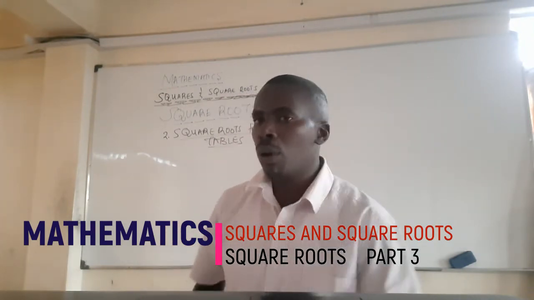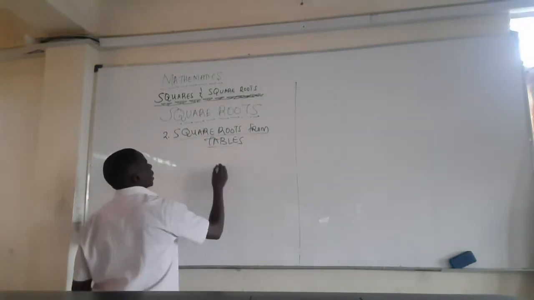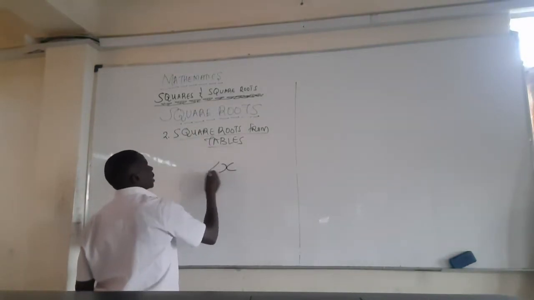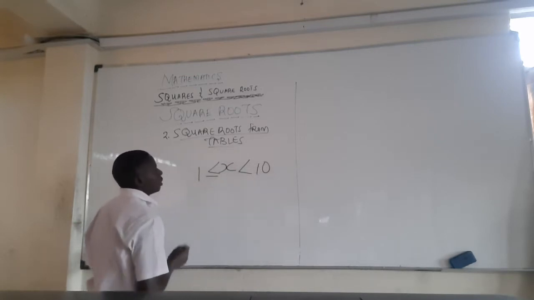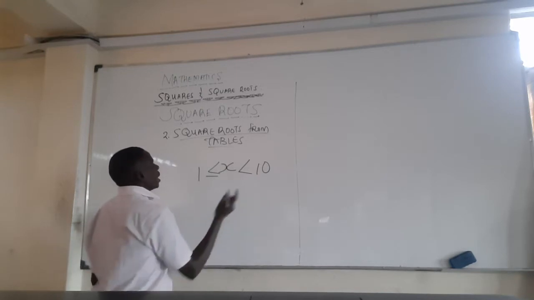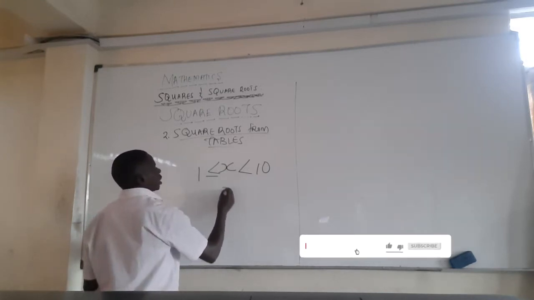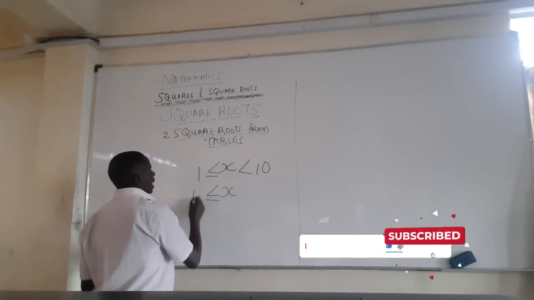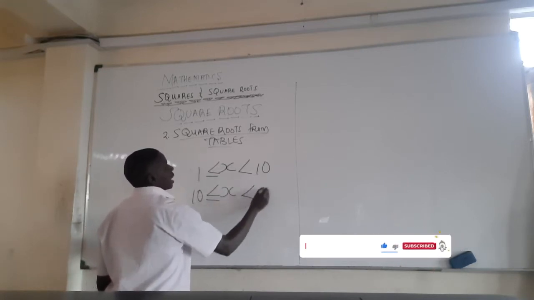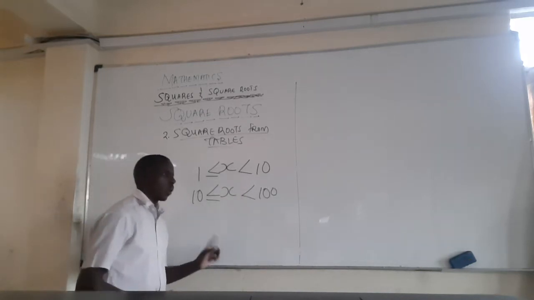The first table is for numbers that are between 1 and 10. So that number x is greater than or equal to 1 and less than 10. That is the first table. We have the second table of square roots where the number is greater than or equal to 10 and less than 100. So we have these two tables of the square root.